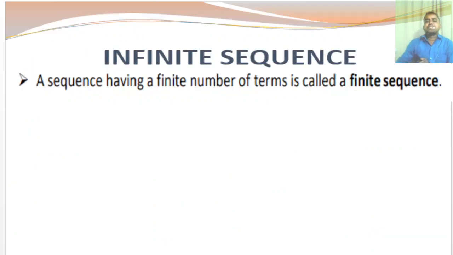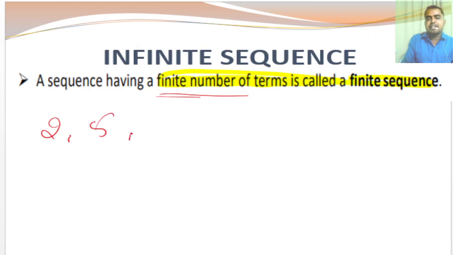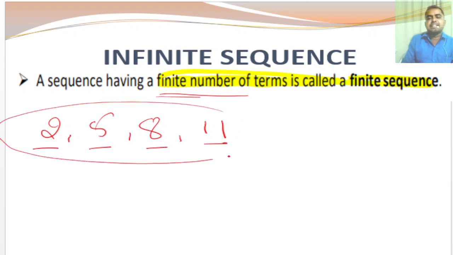Next, the types of sequence. Finite sequence: a sequence which contains a finite number of terms. Finite means countable. A sequence which contains a countable number of terms is called a finite sequence. For example, 2, 5, 8, 11: first term, second term, third term, fourth term. It has 4 terms. It is a finite sequence.